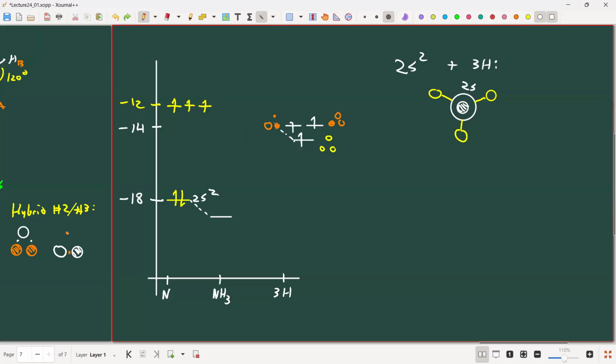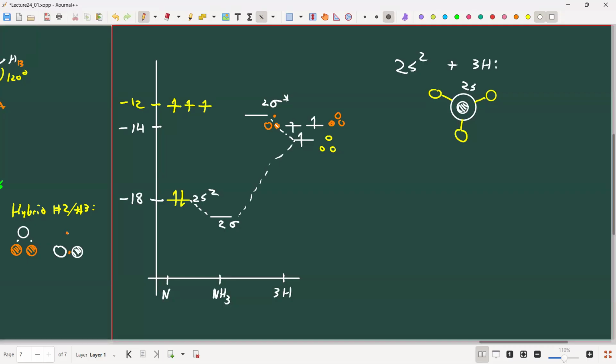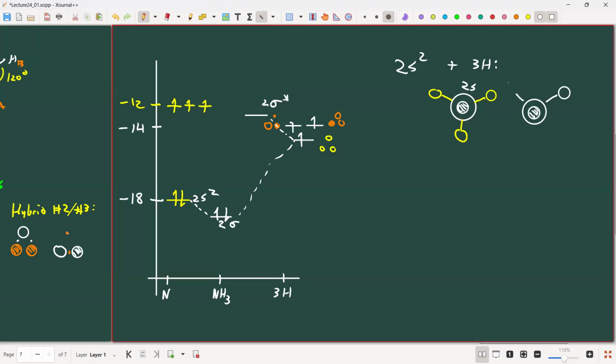And then slightly above in energy, I'm going to get the antibonding combination. We'll call that 2 sigma and 2 sigma star. Okay. And so these fill up. That one fills up. All right, what about the other combination with the doubly degenerate ones? Well, let's look at that.